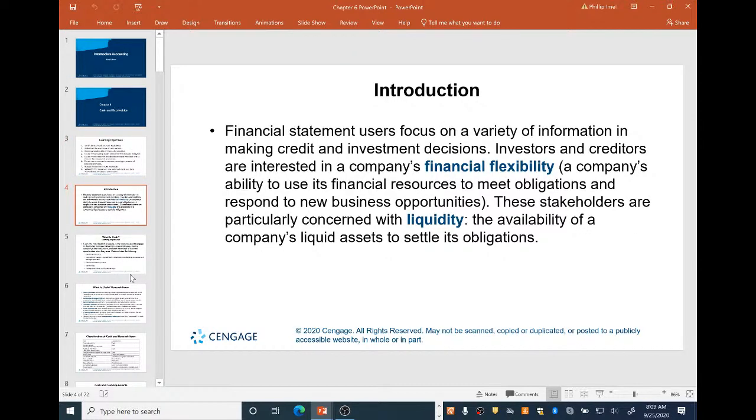Okay, so introduction here. Financial statement users focus on a variety of information in making credit and investment decisions. We know that that's the main overall purpose of financial accounting, is for the external users in their decision making. Investors and creditors are interested in the company's financial flexibility, which is the company's ability to use its financial resources to meet its obligations and to respond to new business opportunities. These stakeholders are particularly concerned with the liquidity, the availability of a company's liquid assets to settle its obligations. So once again, here's the concept of liquidity coming back again, which is obviously how fast we can convert an asset into cash.